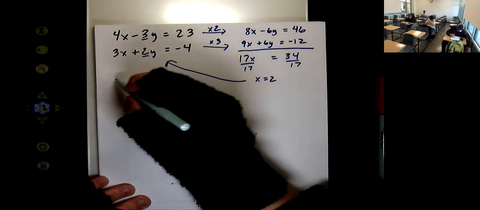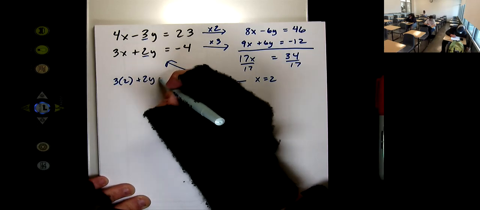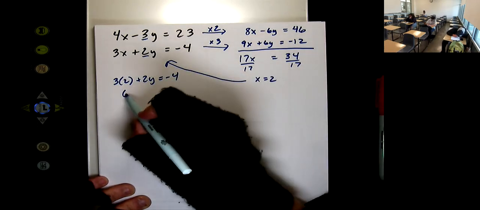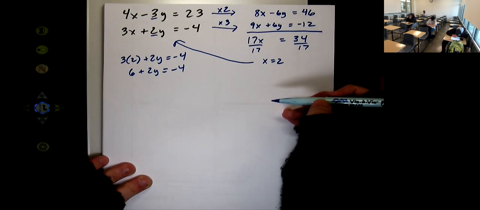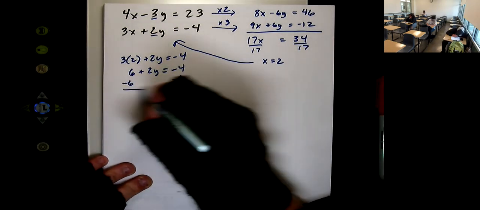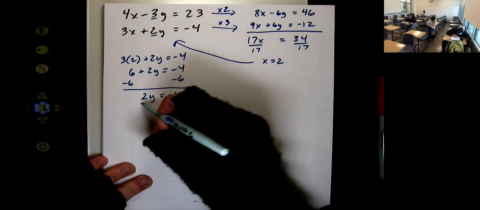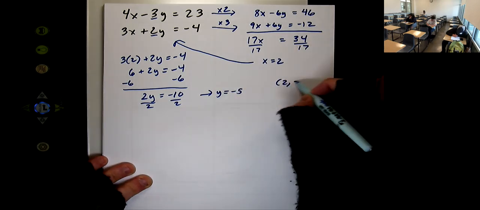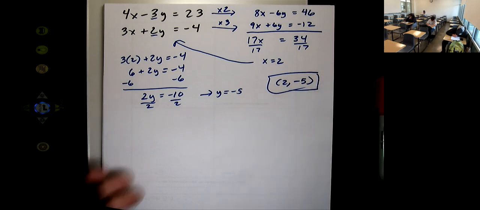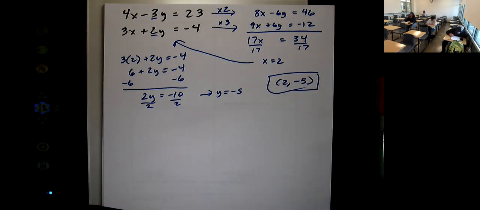If I stick in 2 here, I get 3 times 2 plus 2y equals negative 4. Subtract 6 from both sides. Divide by 2 and I get y equals negative 5. And that'll be it.